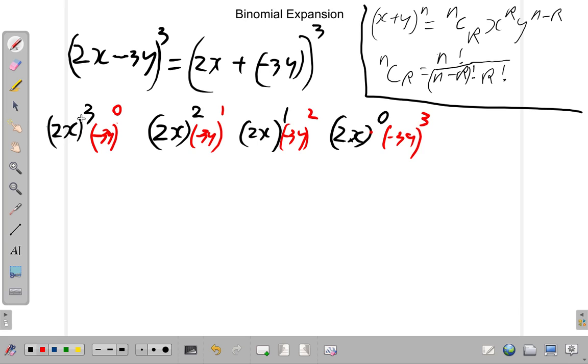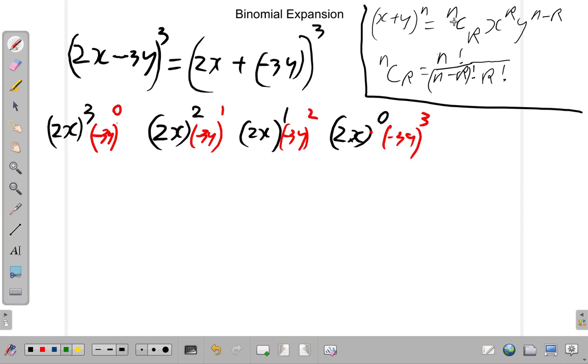Good. And notice that the powers always add up to 3. 3 plus 0 is 3, 2 plus 1 is 3, 1 plus 2 is 3, 0 plus 3 is 3. So the powers of both terms must always add up to the maximum power. Alright, we want the numbers.